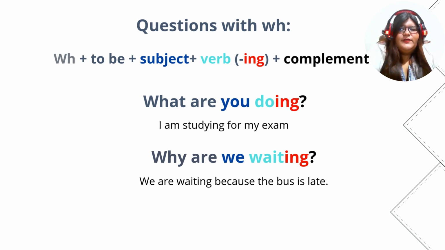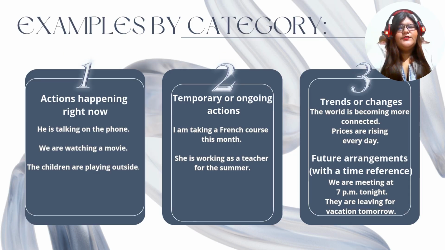Why are we waiting? We are waiting because the bus is late. Then we have here more examples by category. Number one, actions happening right now. He's talking on the phone. We are watching a movie. The children are playing outside.